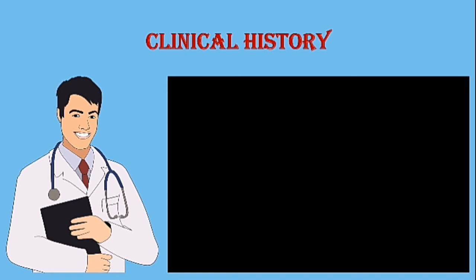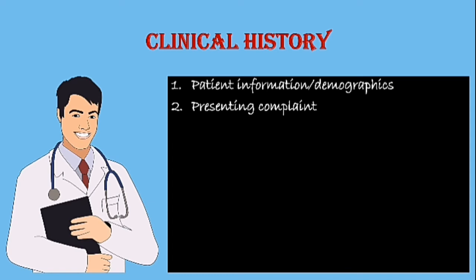Now let's look through briefly an overview of the structure of clinical history. The very first part of the clinical history is the patient information, otherwise known as the demographics. This involves information like the patient's name, the age, the gender, the occupation, their address, and a lot others. Number two is the presenting complaint. This answers the question of what has brought the patient to the hospital.